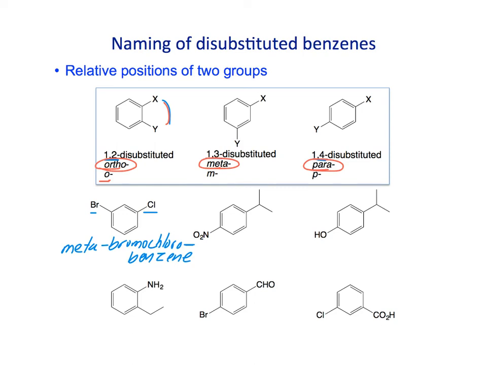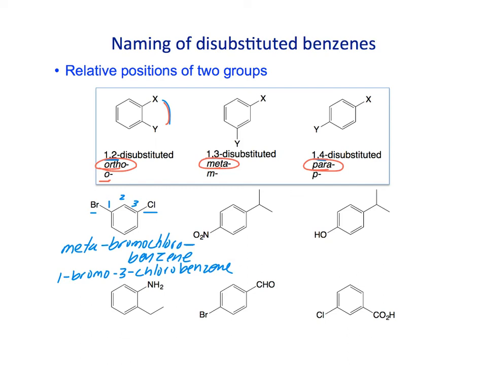We could give them numbers, and then we would give the bromo the number 1, because it comes first in the alphabet. So we could call this 1-bromo-3-chlorobenzene. Either one would be acceptable.